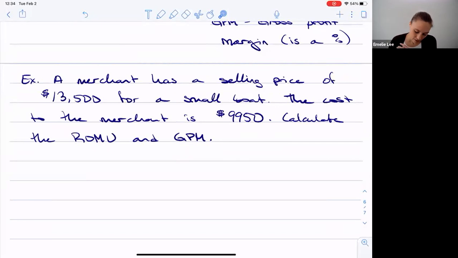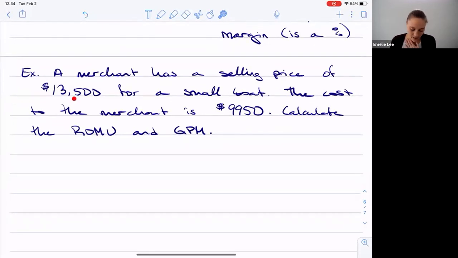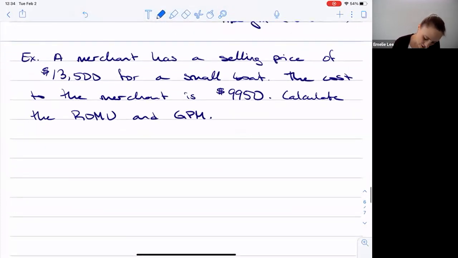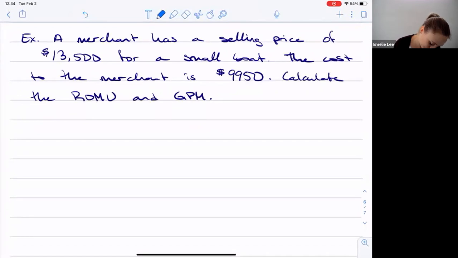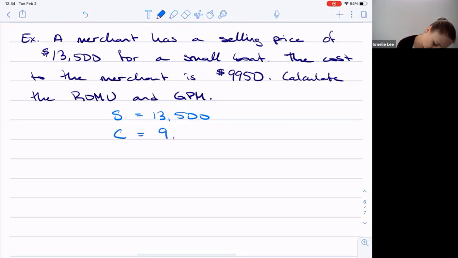Okay, so I only know 2 things, so I'm going to jot those down. I've got the selling price, S, which is $13,500. And the cost to the merchant, C, is $9,950.